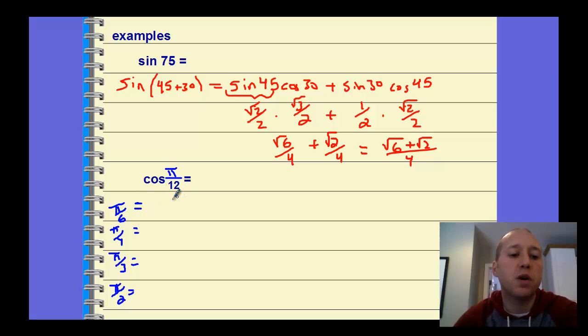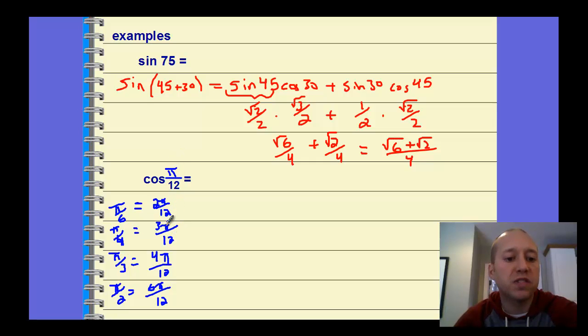So the problem is pi 12ths, so 2 pi 12ths would be the same thing as pi 6. I'm just multiplying the numerator and denominator to have the common denominator 12. So this is going to be 3 pi 12ths, 4 pi 12ths, and 6 pi 12ths. So now I can use these and say which of these are going to add up to be pi 12ths, or I can subtract them. So it's a sum or difference. So for the pi 12ths, I'm going to subtract.